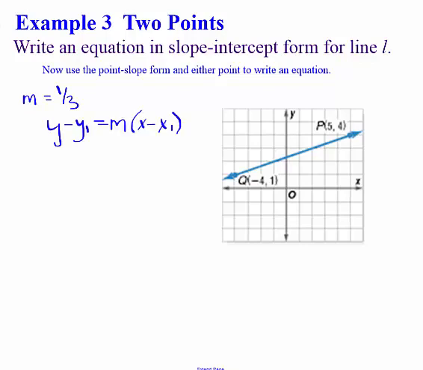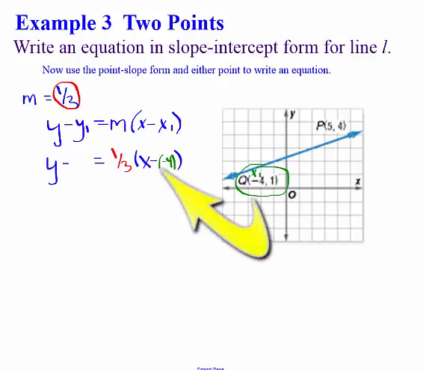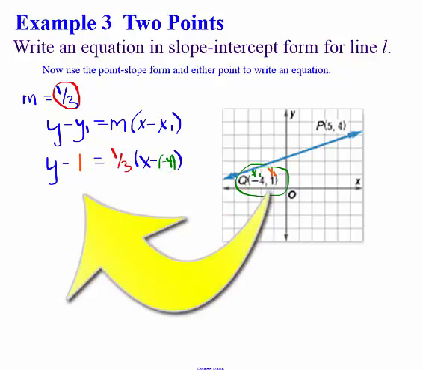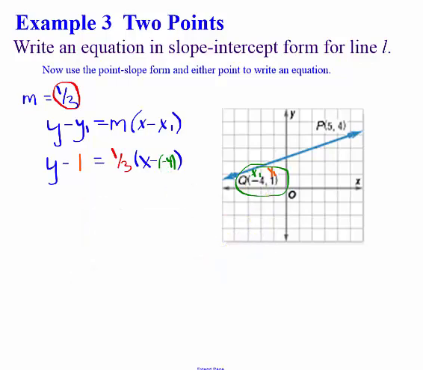So I'm first going to write down my point-slope form, which is y minus y1 equals m times the quantity x minus x1. And then I'm going to plug in my m, my x1, and my y1. So I'm going to start by using my slope is 1/3. And I'm going to use the coordinate Q. So my x1 would be -4 and my y1 would be 1. And now I'm just going to rewrite this as y minus 1 equals 1/3 times the quantity x plus 4. Since we had a minus a negative, it would change to a positive 4.